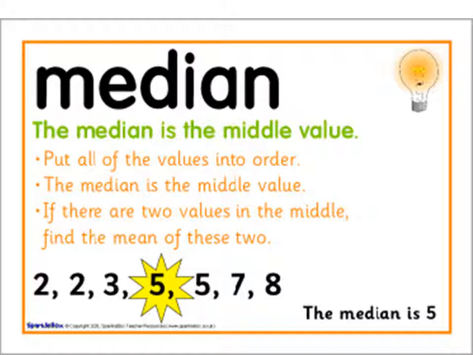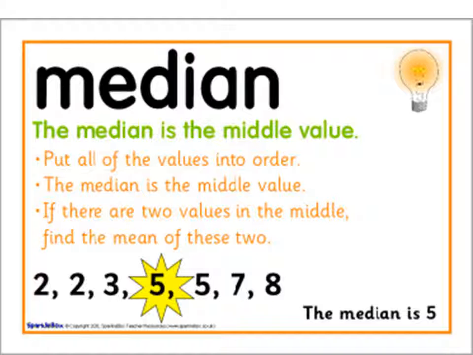The median is the middle value in a set of numbers once you put all the numbers in order from lowest to highest. So it's very important that you do that first. So you arrange the numbers on bottom here, 2, 2, 3, 5, 5, 7, 8. You arrange them in order from lowest to highest, and you pick the number in the middle, which is 5. That is your median.